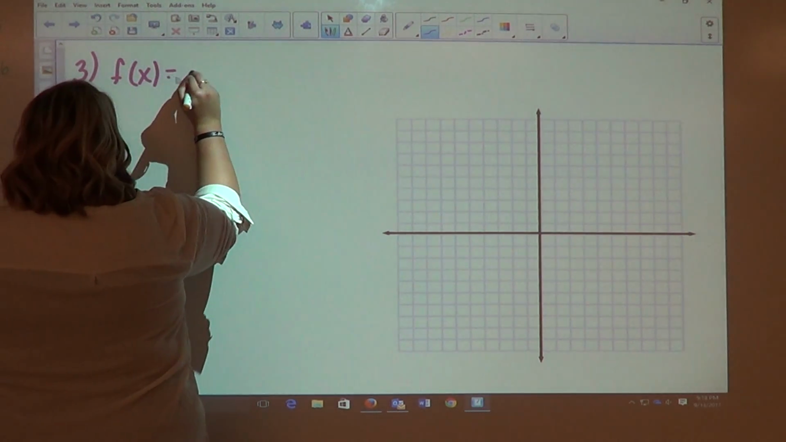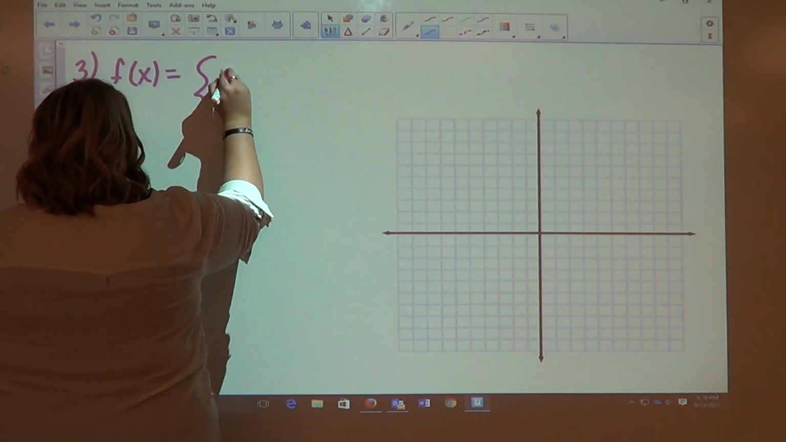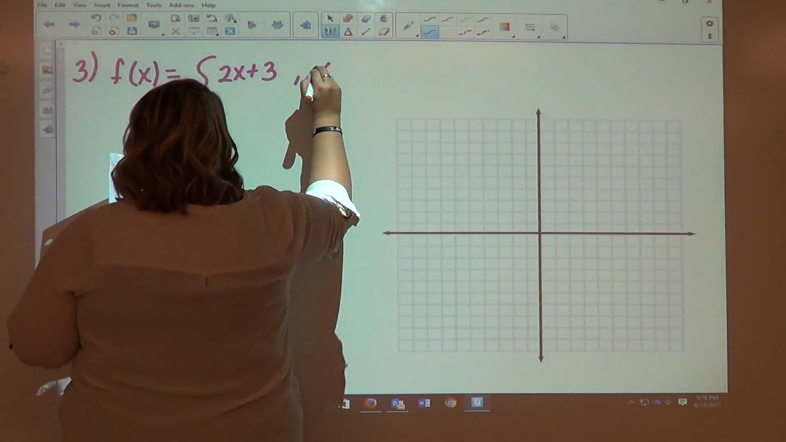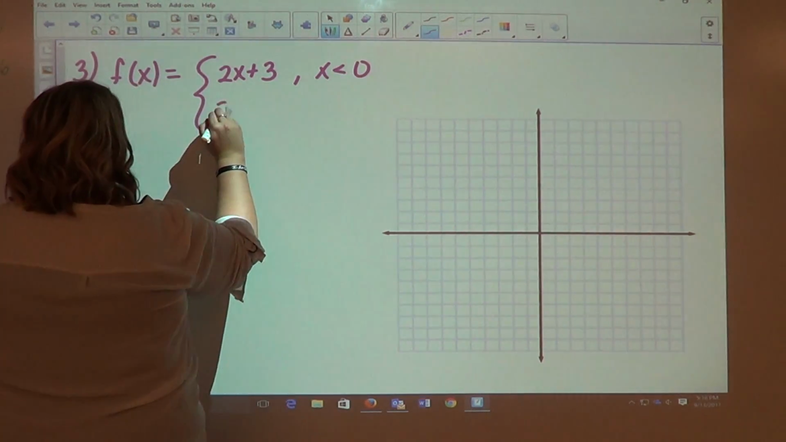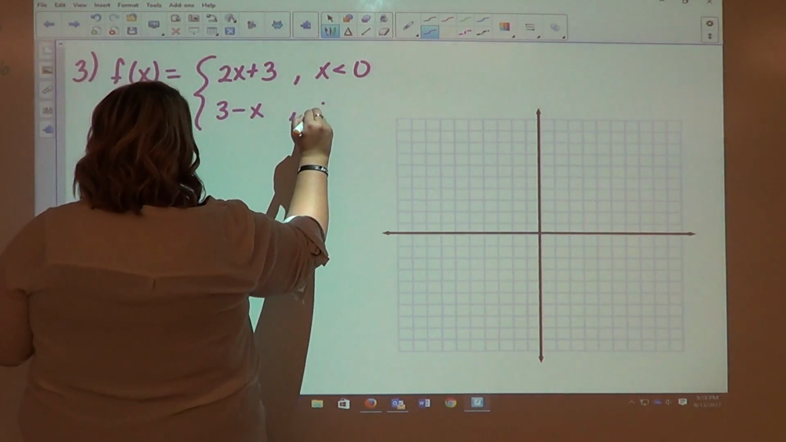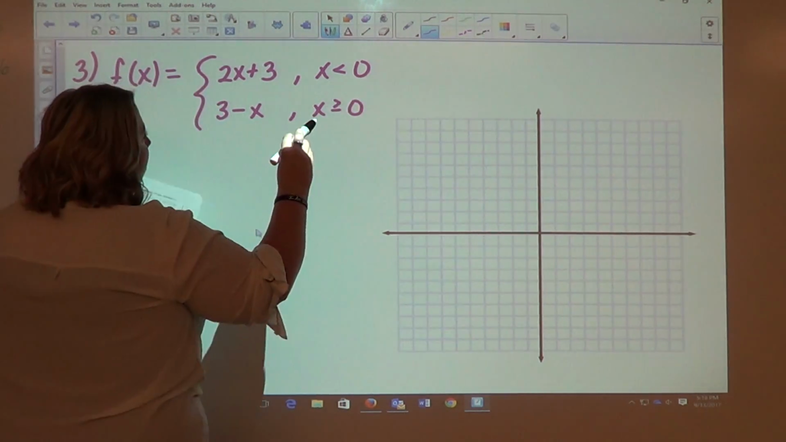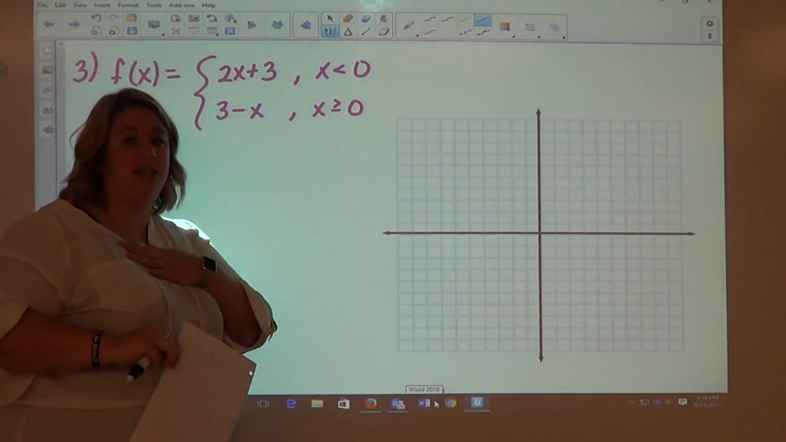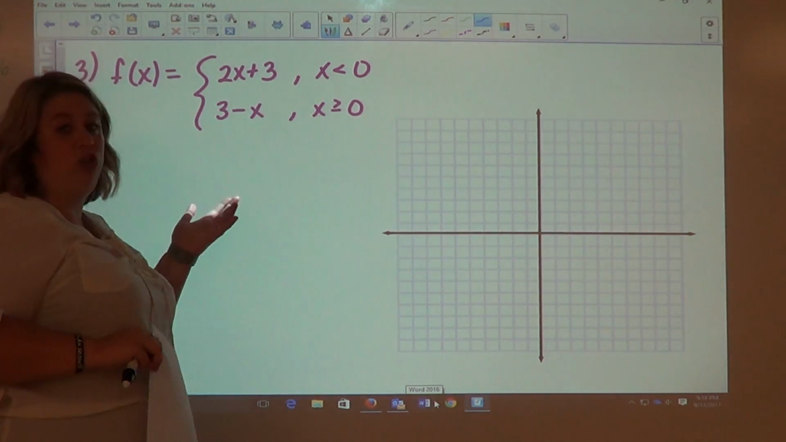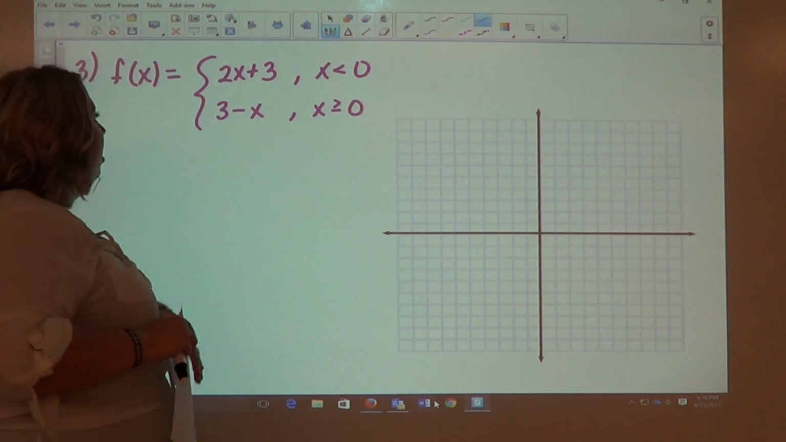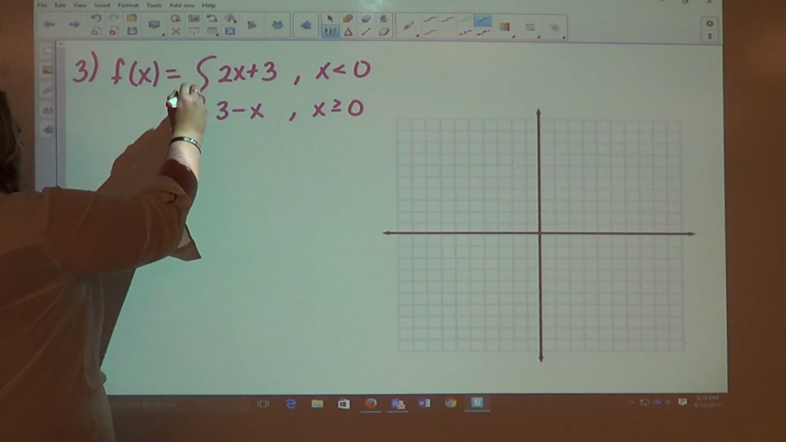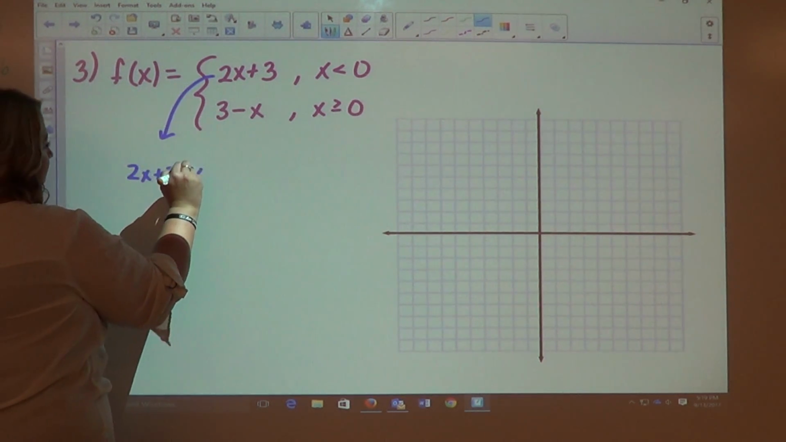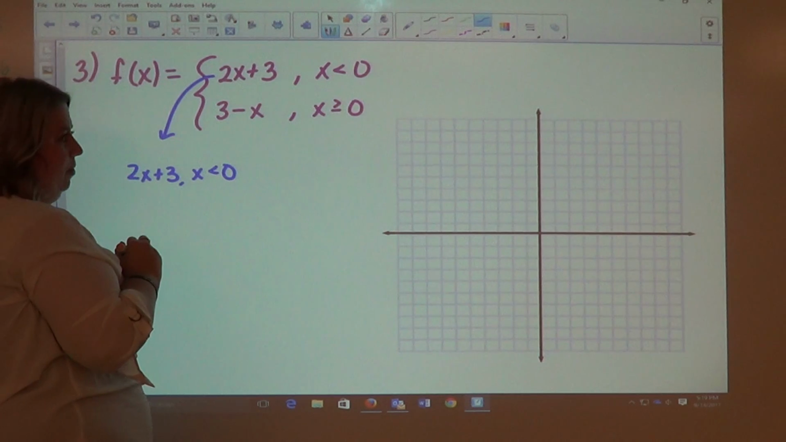Okay, now I'm going to do a couple of piecewise examples. On these you can make T-charts if you want to. I honestly think that's the easiest, but you can also put them in slope-intercept form and just graph from there. So you're going to have two separate parts. So this is my first part that we're going to focus on. The 2x plus 3, and it says if x is less than 0.